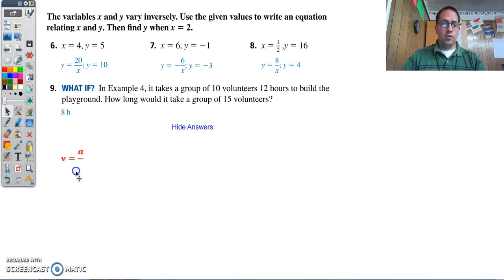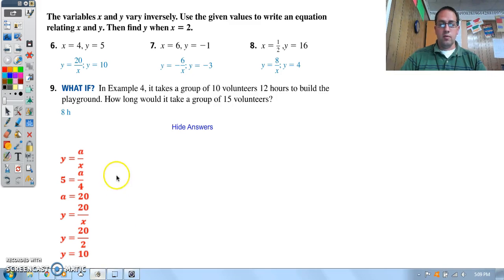So number 6, it's inverse variation. So y equals a over x. So we know that y is 5 when x is 4. Multiplied by 4, a equals 20. There's our equation. We want to know what y is when x is 2. So we plug in 2 for x, and 20 divided by 2 is 10.